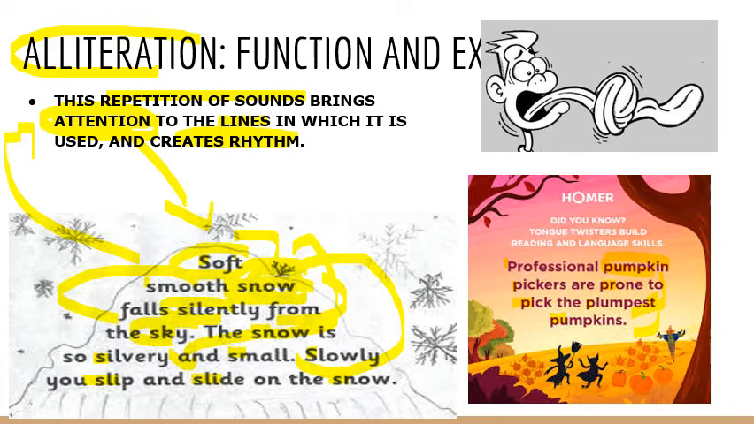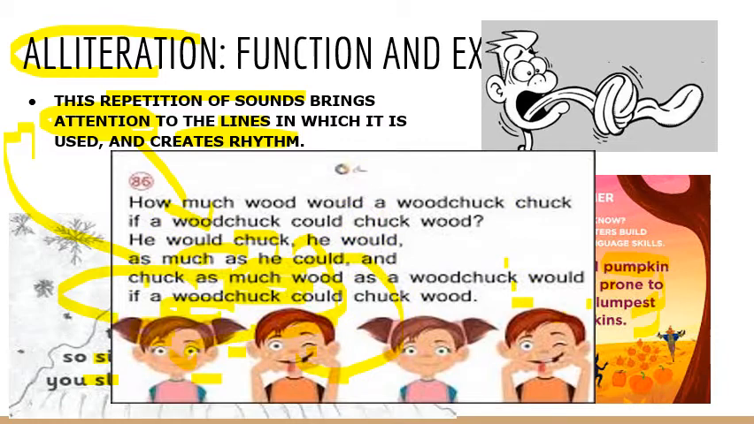If you think you are good at this, you can always give the following tongue twister a bash. How much wood would a woodchuck chuck if a woodchuck could chuck wood? He would chuck, he would, as much as he could, and chuck as much wood as a woodchuck would if a woodchuck could chuck wood. So very clearly there you see it creates a rhythm when you use the alliteration: would, chuck, would, could, much. If you were laughing at me trying this tongue twister, you give it a go.